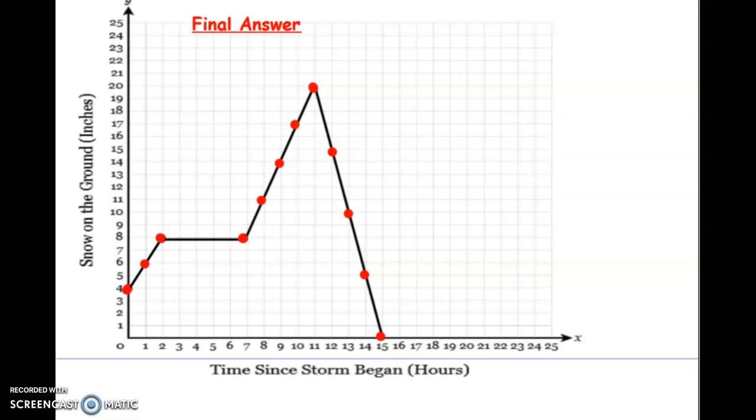Okay, and that's it. That's how you do the rise over run method.